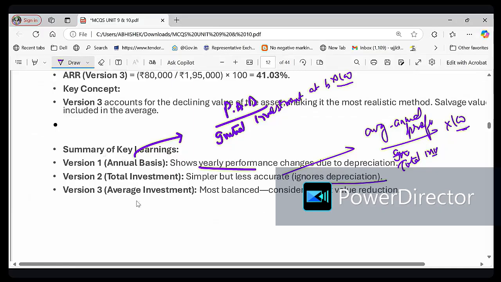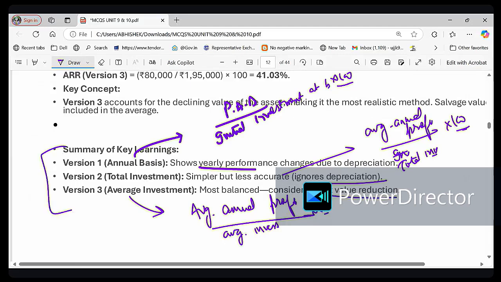This is version number 2. And version number 3, as we just saw, has average annual profit in the numerator and average investment in the denominator, multiplied by 100. So it is more balanced. It considers the asset value reduction. So this is the summary of the three versions we have just discussed.